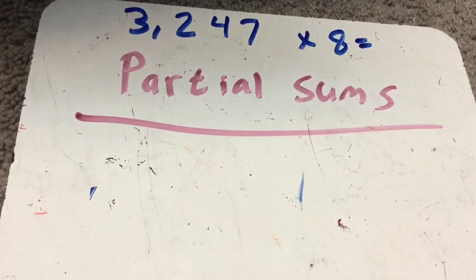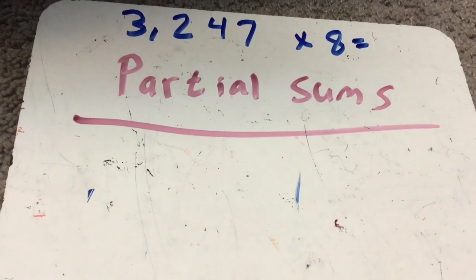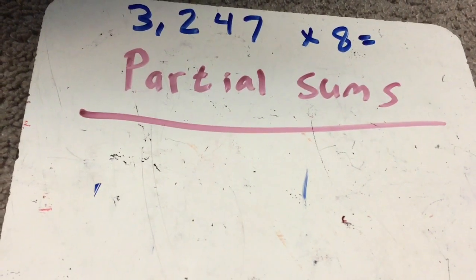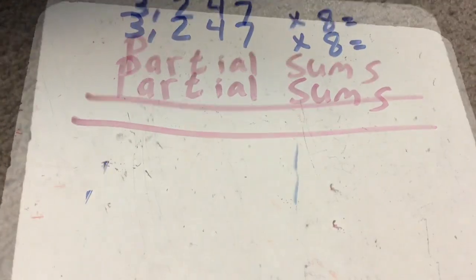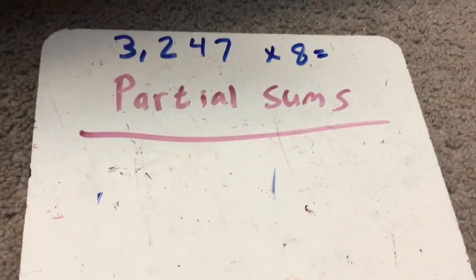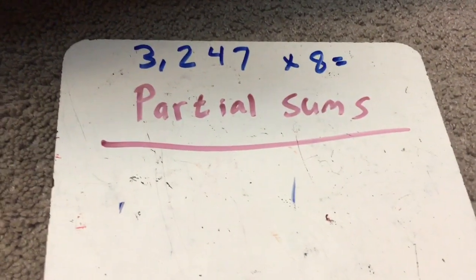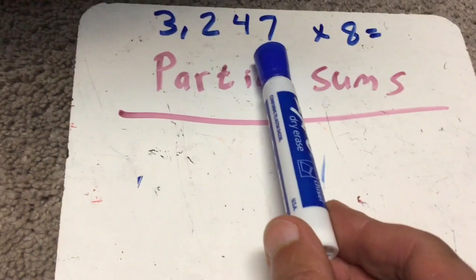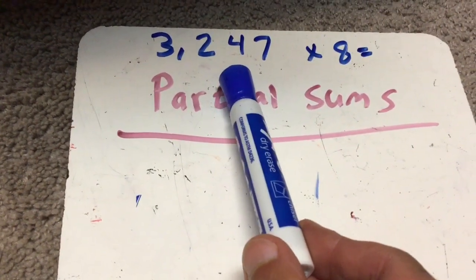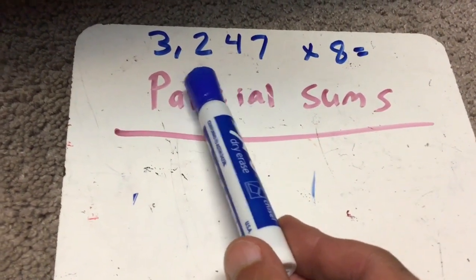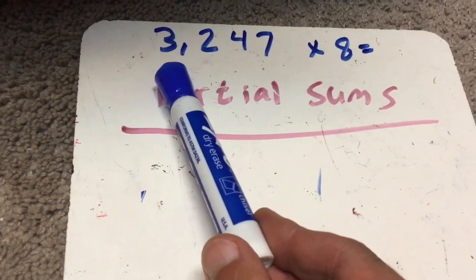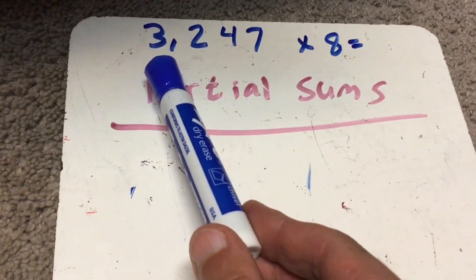But today I'm going to ask you to please use partial sums strategy only, and please show me your work. So the whole key of partial sums is breaking the number into its place value. So the 7 is the ones, moving over, the 4 is in the tens, the 2 is in the hundreds, and the 3 is in the thousands.